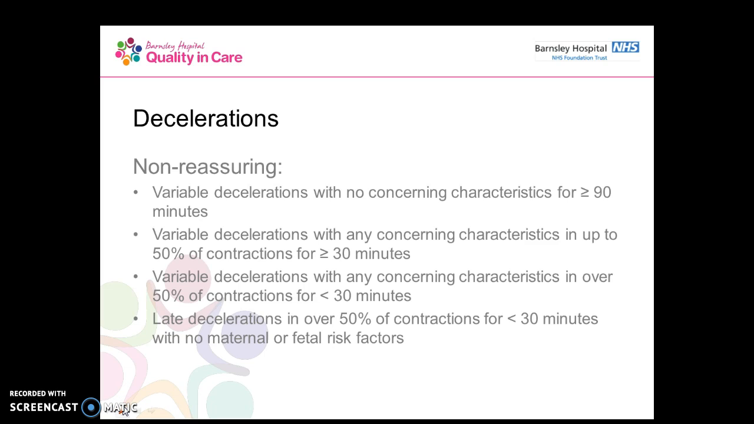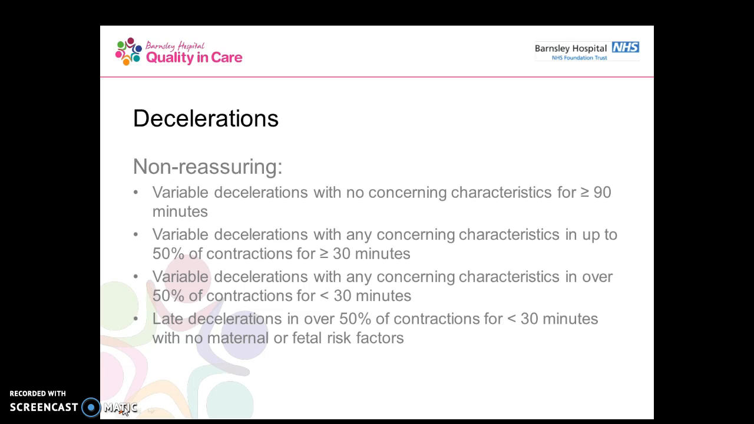Right, I'm going to try and describe non-reassuring features of decelerations now. And this is where it can get a little bit complicated. But I will try and talk you through it. So if we're looking at variable decelerations that have got no concerning characteristics, that is a normal feature if it happens for up to 90 minutes. Once you get past 90 minutes, it then becomes a non-reassuring feature.